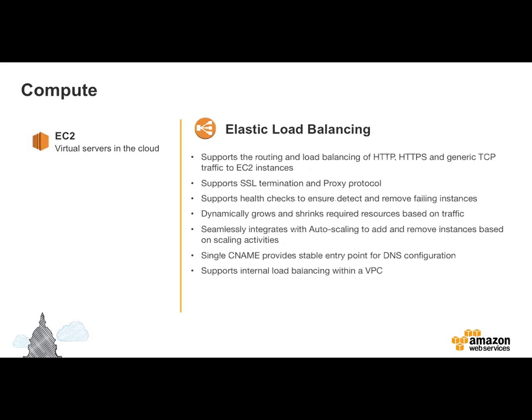Next thing that you want to think about when you're deploying a web application on Amazon Web Services is elastic load balancing. So on Amazon Web Services, you have the option of running your own load balancers, such as HAProxy or any of our partner load balancers on our marketplace, such as a BIG-IP F5 on an EC2 instance, or you could use our elastic load balancing service. Our elastic load balancing service is a cloud provisioned load balancer. It supports the routing and load balancing of HTTP, HTTPS, and generic TCP traffic if it's over port 1024.